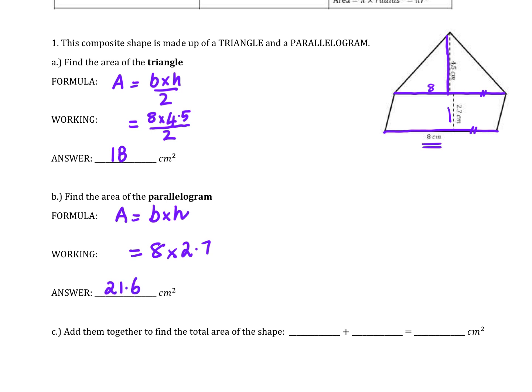Now I need to add them together to find the area of the shape. 18 plus 21.6, because what I'm doing here is finding the area of the whole shape, which is the top part and the bottom part. So I'm just adding them. 18 plus 21.6 gives me 39.6, and our units are given there, centimetres squared.